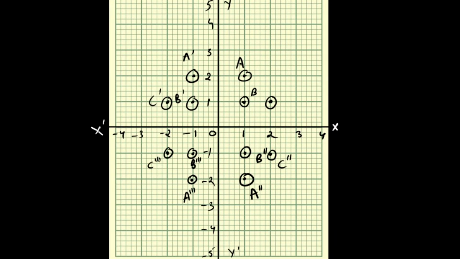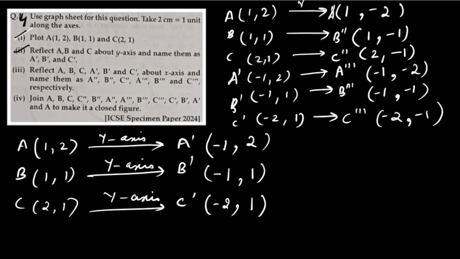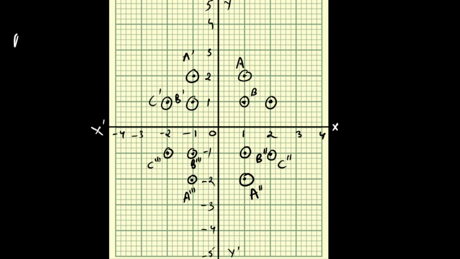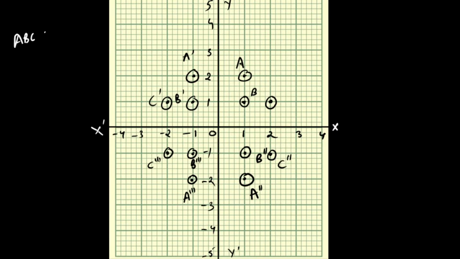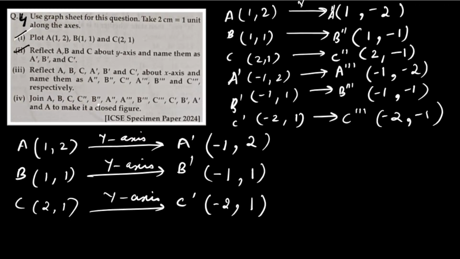So I have plotted all the points. So many points are there, we just have to join. Let's see in which order I have to join. So this is ABC. So how do we have to join? ABC, C double dash, B double dash, A double dash, because in this order only we have to join.